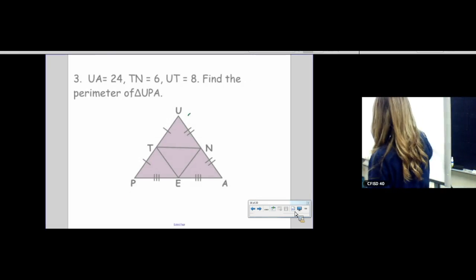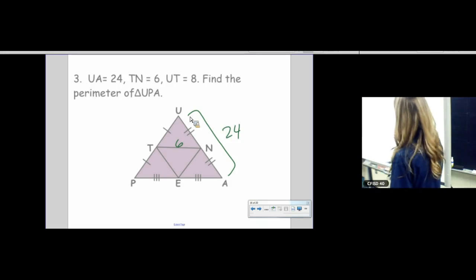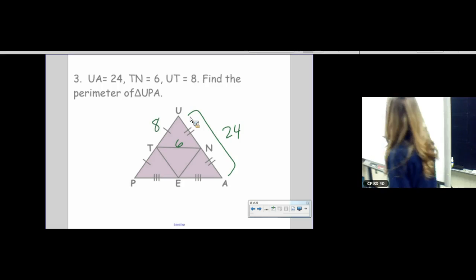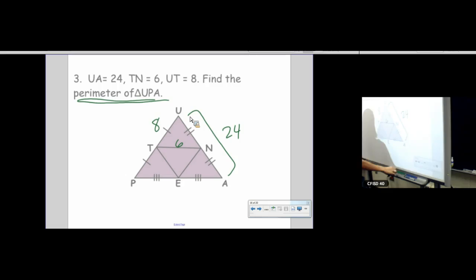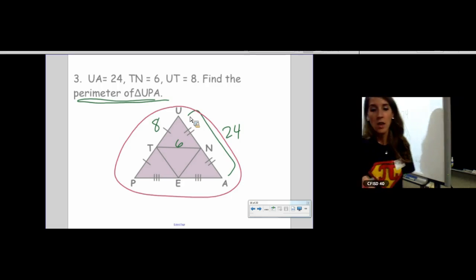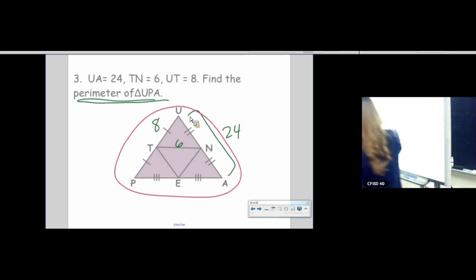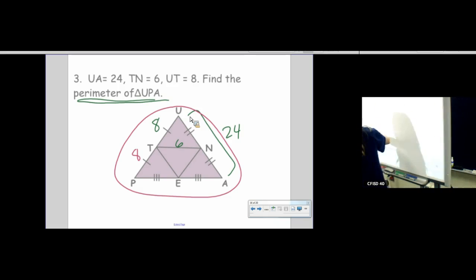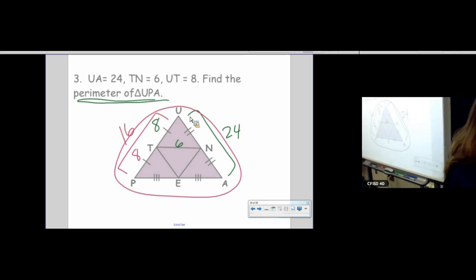UA is 24. TN is 6. UT is 8. Find the perimeter of UPA. So we're going to find the perimeter of UPA, so the distance all the way around that triangle. Now we already know one of the sides, it's 24. We can easily find this side, 8 and 8, for a total of 16. What about that third side?